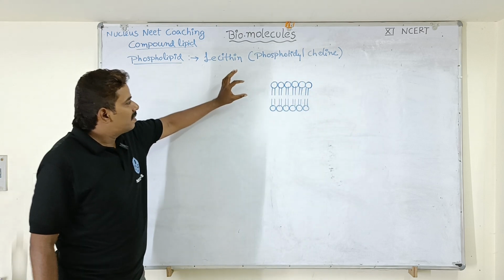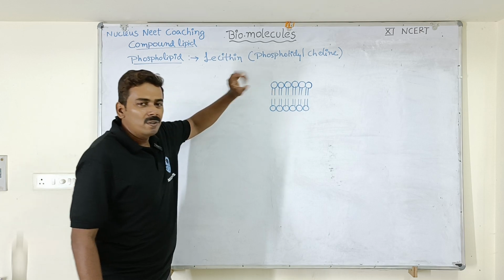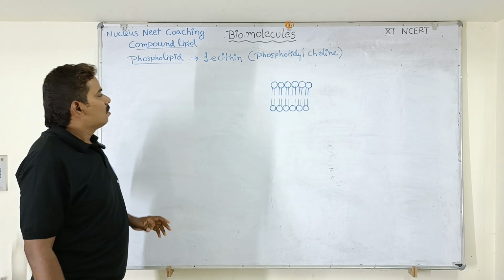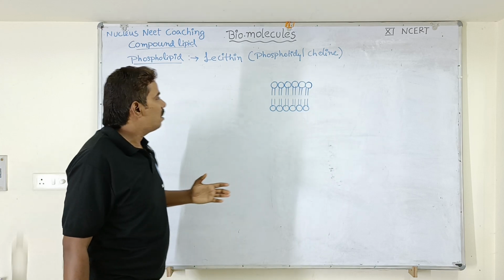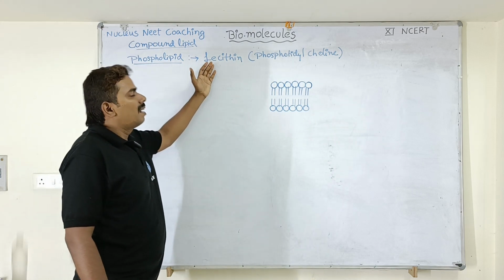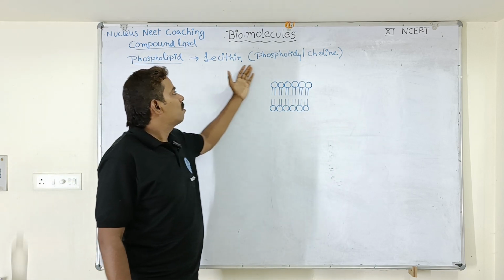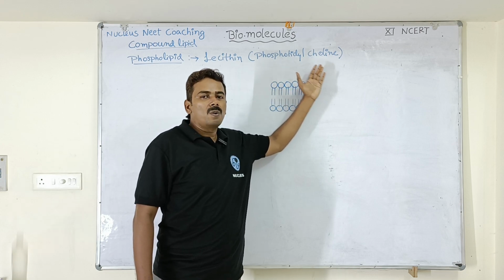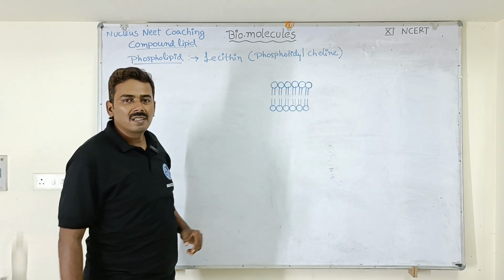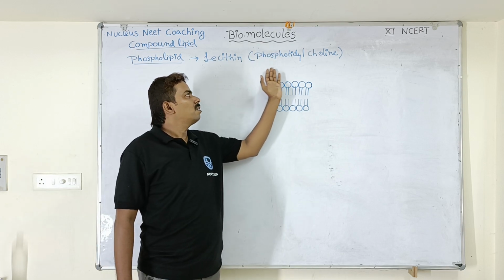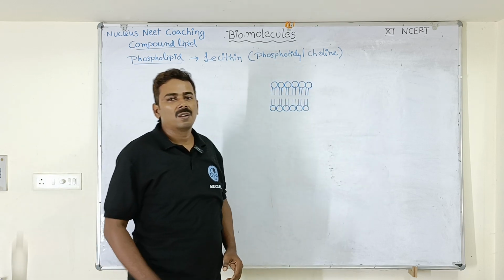Yes. So exactly this molecule we are going to discuss right now. We call these molecules present in the cell membrane phospholipids. Chemically they are lecithin molecules, also called phosphatidylcholine. The lecithin molecule which you see in the cell membrane can also be called phosphatidylcholine.